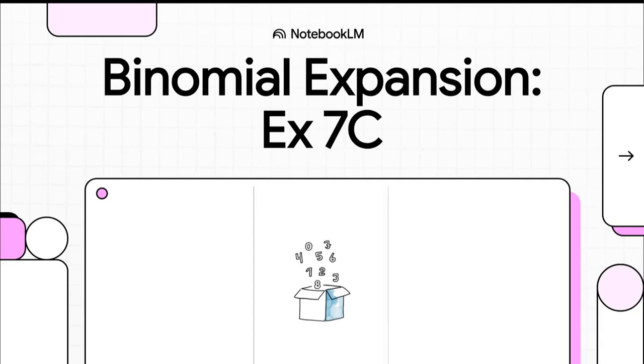Hey everyone, and welcome. Today we're going to jump straight into a really cool corner of A-level pure maths. We're talking about the binomial expansion, but with a twist. What happens when that power n isn't a nice, neat positive whole number? Well, that's where things get super interesting, and honestly, a lot more powerful.